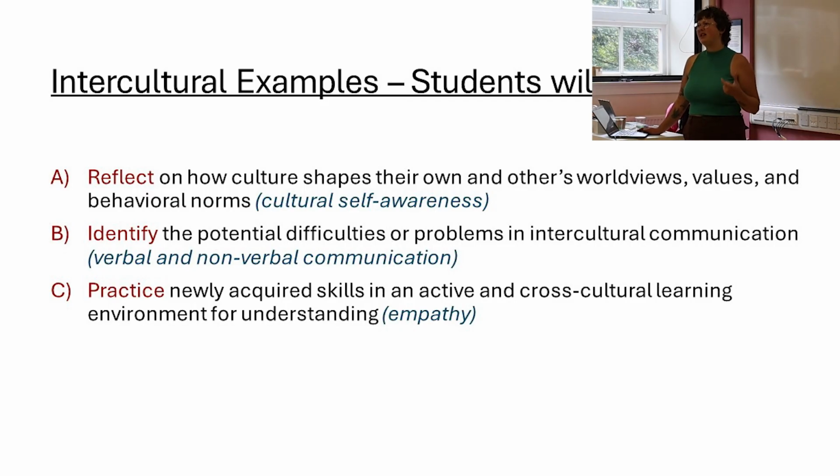I also want to point out that some of these learning outcomes might apply to multiple competencies, and that's great too. I think sometimes we write really big learning outcomes and then we've got to edit them down to figure out what it is we actually want students to gain from our experience. So this is showing some more succinct examples. The last example here, have students practice newly acquired skills in an active and cross-cultural learning environment for understanding. That's that empathy key. So you might be able to see how some of these might easily apply to many different content areas or contexts of your course.